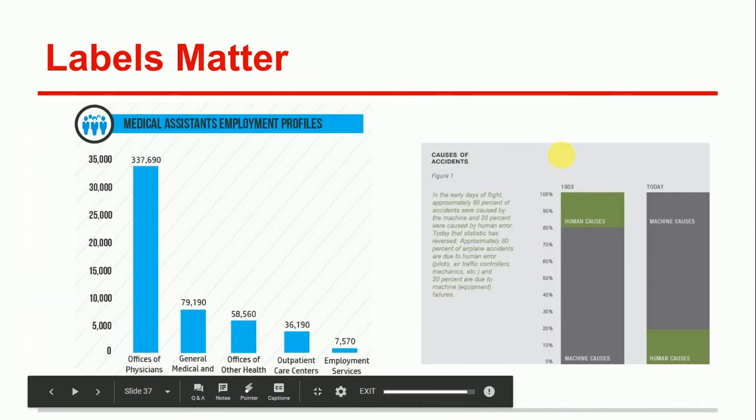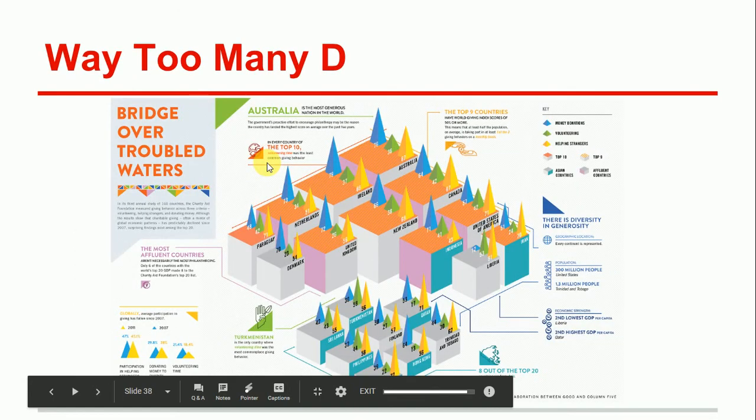Labeling matters. Use of nice labels does matter. Notice that they've shown these numbers on the left, but they've also put a number at the top of each column. And this is an example of a beautiful infographic, but there's just too much information here. There's so much information here that it's hard to figure out what's what.